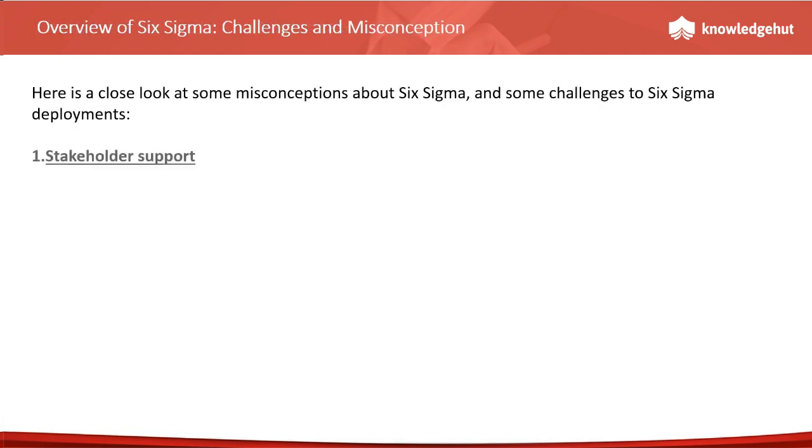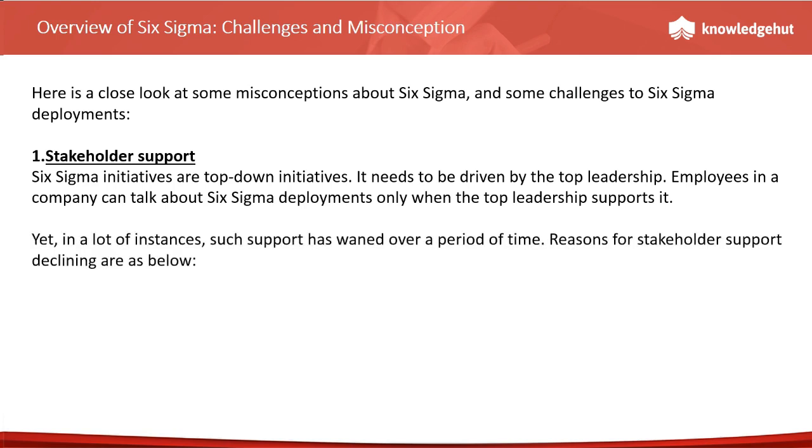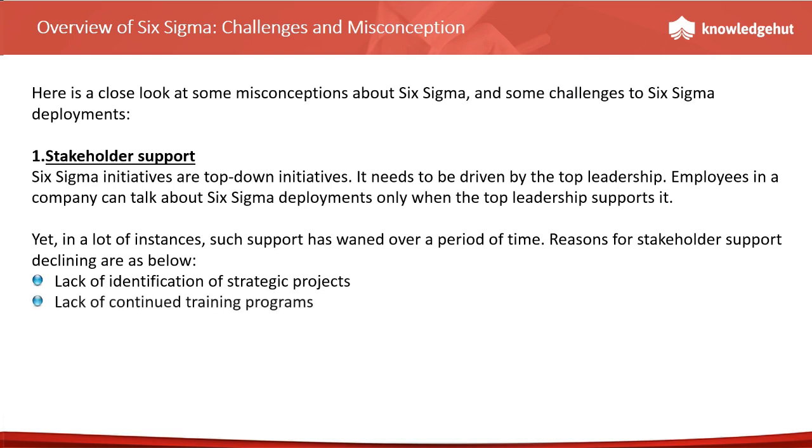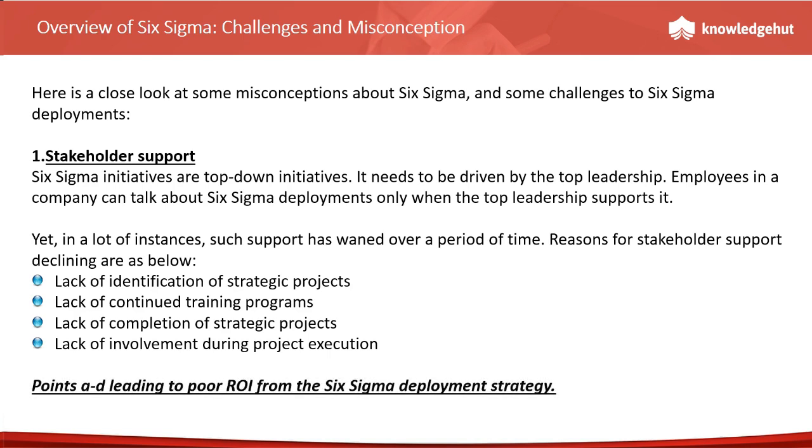Here is a look at some misconceptions about Six Sigma and some challenges to Six Sigma deployment. First, stakeholder support. Without stakeholder support, you cannot succeed in Six Sigma. Why? Because it is always a top-down initiative. I have seen quality working when the management commitment is there. Without management commitment, people tend to deviate from the quality work. That is why we always say that Six Sigma initiatives are top-down initiatives. They need to be driven by the top leadership. Employees in a company can talk about Six Sigma deployment only when the top leadership supports it. Without the top leadership, it just won't be successful.